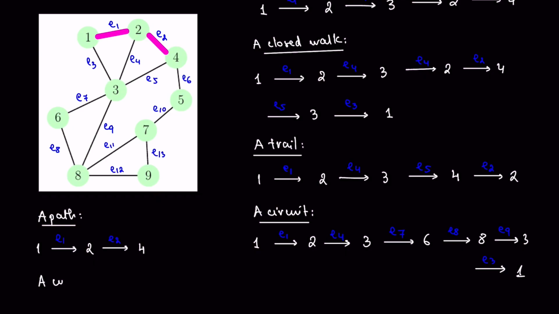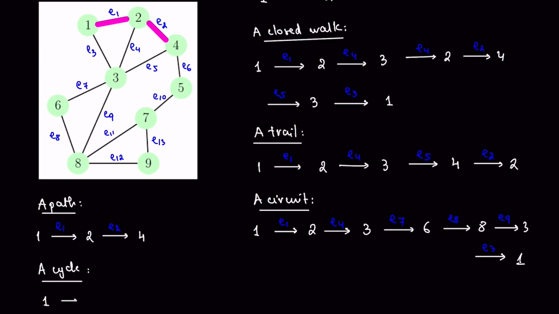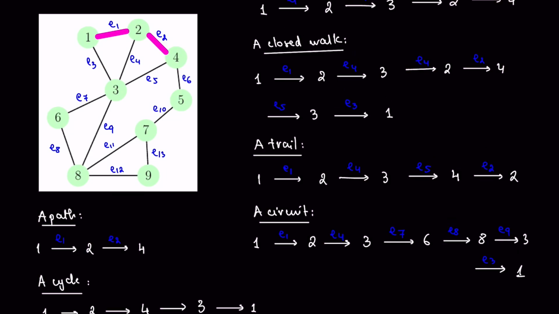For a cycle, I can go from 1 to 2 to 4 to 3, and then I go back to 1. And the edges that I use are going to be E1, E2, E5, and E3. So it's a closed graph, no repeated vertex except at the endpoint, and no repeated edge. So this is how I go. I go from 1 to 2, 2 to 4, now 4 to 3, and from 3 I go back to 1, and I complete the cycle.